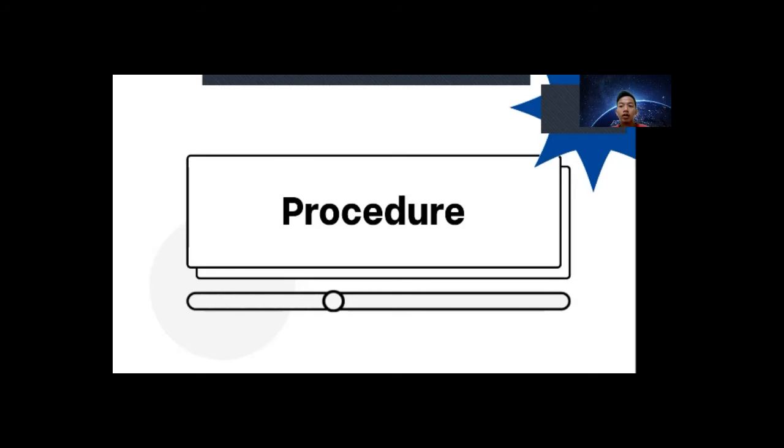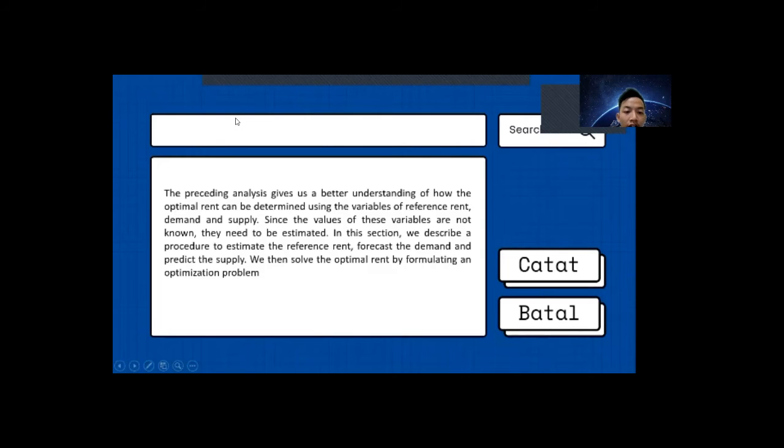The next is procedure. The preceding analysis gives us a better understanding of how the optimal rent can be determined using the variables of reference rent, demand, and supply. Since the values of these variables are not known, they need to be estimated. In this section, we describe a procedure to estimate the reference rent, forecast the demand, and predict the supply. We then solve the optimal rent by formulating an optimization problem.